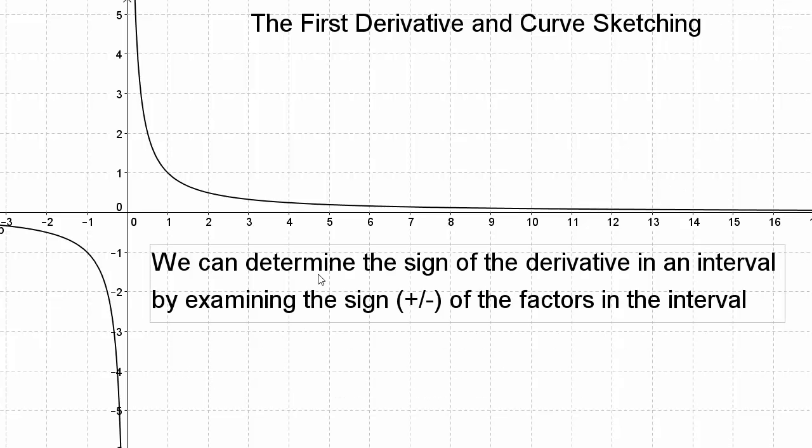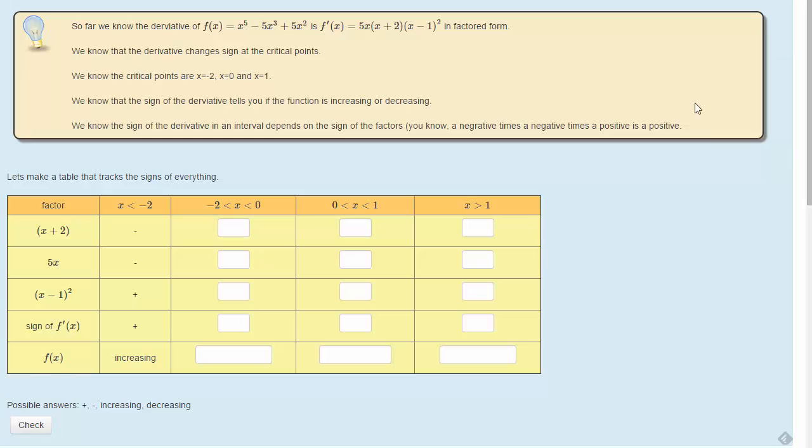And finally, we can determine the sign of the derivative in an interval if we manage to pull it out into its various factors and examine the sign of the factors in that interval. In order to help us with that, we are dividing it up into what is referred to affectionately as an interval table, where each of the factors are examined and their sign within the interval is also examined, and we look at the product of those signs to figure out if it's increasing or decreasing.